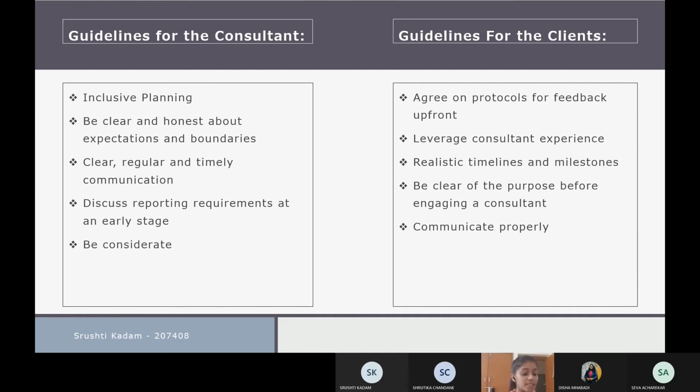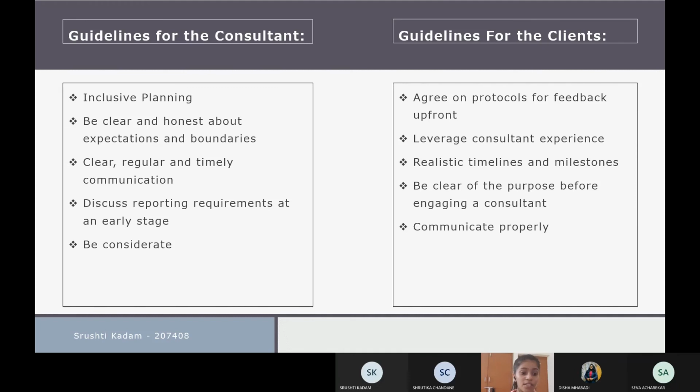Next, discuss reporting requirements at an early stage. To ensure clients are happy with the reports, it is best to agree on the structure well in advance. Be considerate. Building a strong relationship with the client is like building any other relationship. It is much easier if the consultant is considerate. He must show gratitude for being awarded the work, always remain professional and positive, be punctual, and meet the deadlines on time.